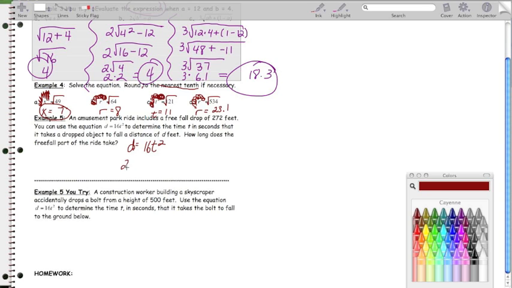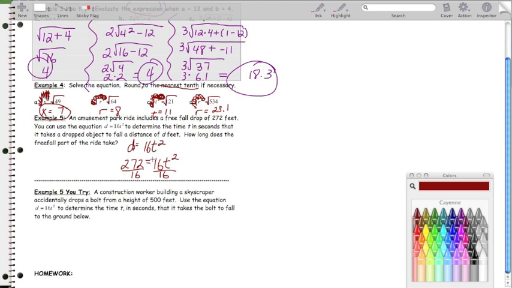So I'm going to substitute in 272 for the distance, equals 16t squared. First thing I'm going to do is divide by 16. Now you might say, wait a minute, I thought you said there's a square, you take the square root. That's right, but you can't do that until the very end when it's just your variable, like t squared. First thing you have to do is get rid of everything else. So you have to clear things out. So that's what we're going to do here.